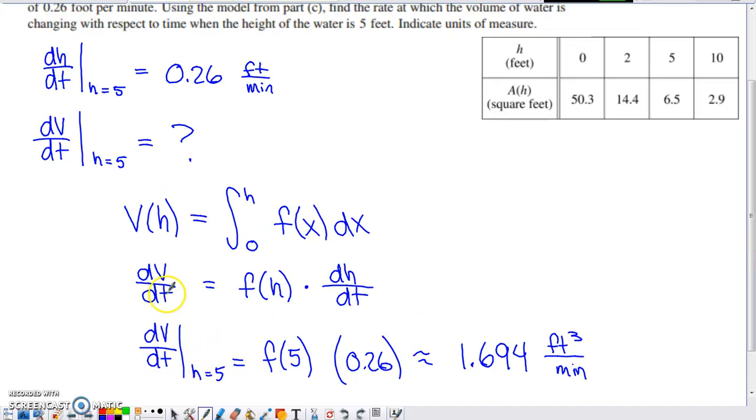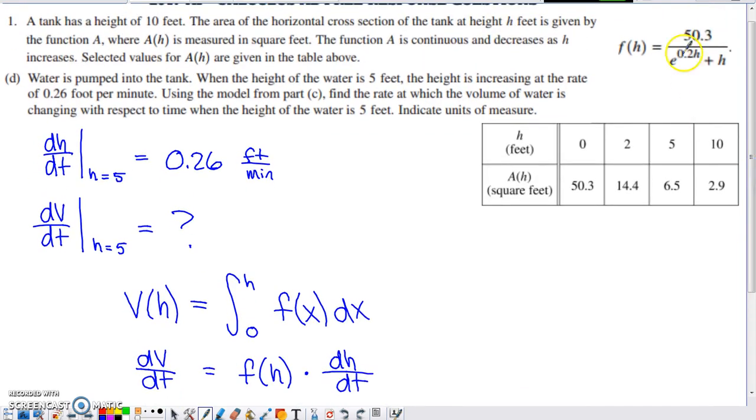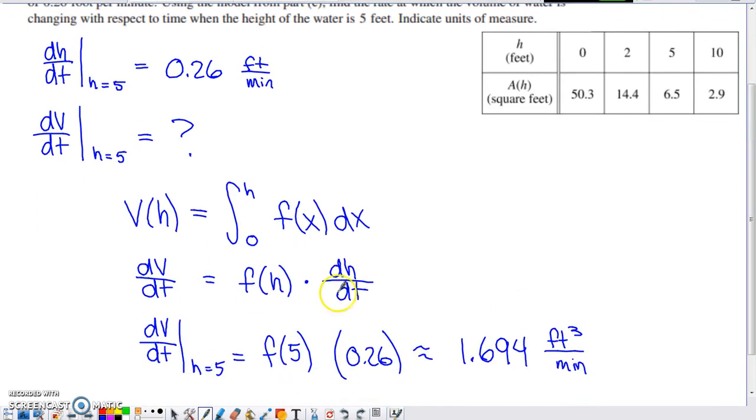You want to know dV/dt evaluated at h equals 5. So putting 5 in place of the h here is going to just be an evaluation of f of 5. You can do that on the calculator. And then dh/dt at that same value of h is 0.26. This is an area calculation, so this is measured in square feet. Units of this, feet per minute. So the units of the product is going to be cubic feet per minute. And this answer is, again, arrived at just by plugging this into the calculator and multiplying by 0.26.